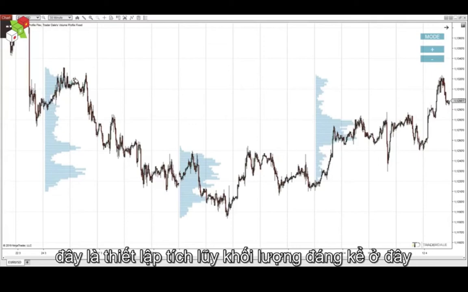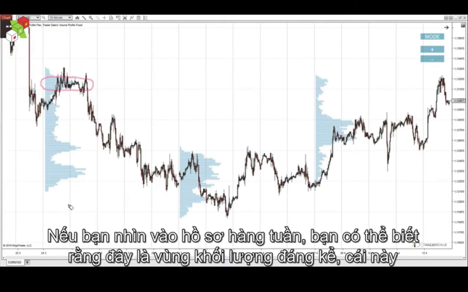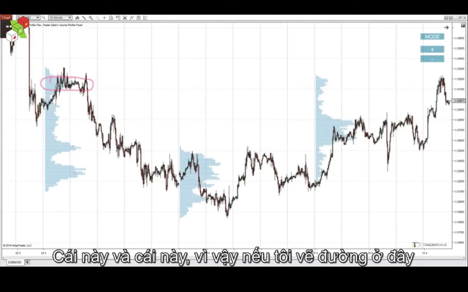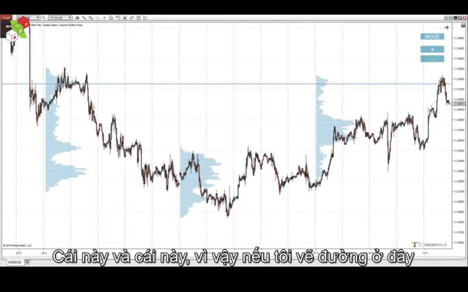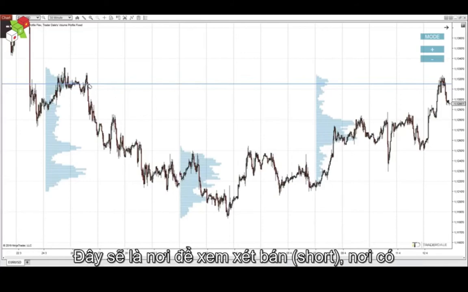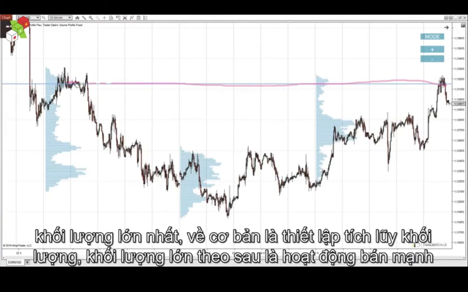Now here is significant volume accumulation set up in here. If you look at the weekly profiles, you can tell that this is significant volume zone. This one, and this one. So if I draw the line here, this would be the place to consider going short from. The place where the volumes were the heaviest, alright?